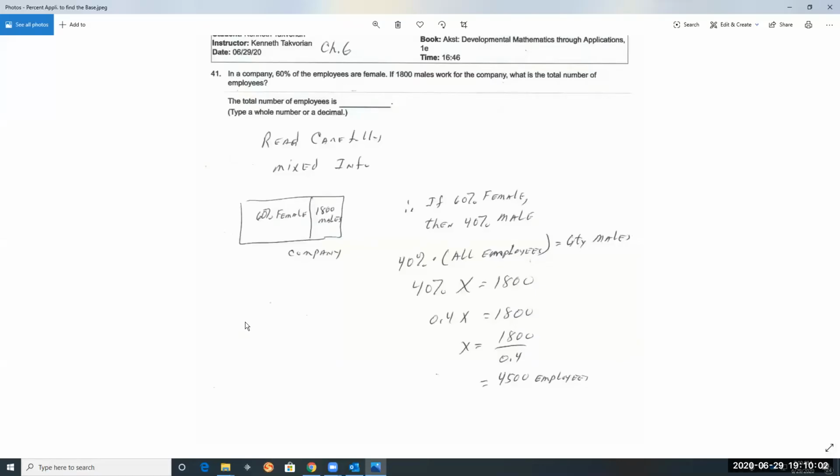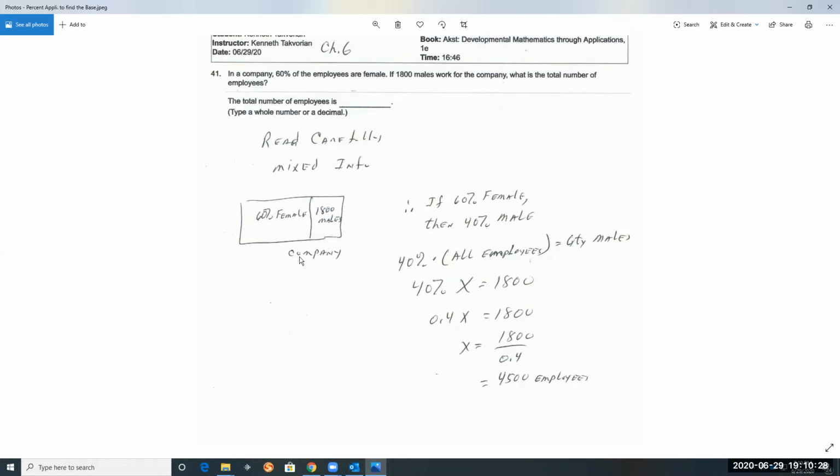Let's look at chapter 6 on percent problems. This problem, you're going to read it carefully. It has some mixed information. It tells you the percent of female employees, but it tells you the number of males in the company. And it's asking how many total employees, male and female, there are in the company.